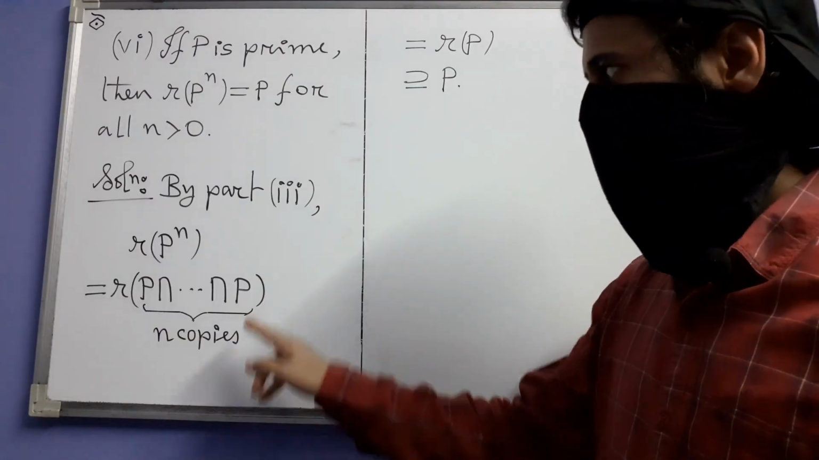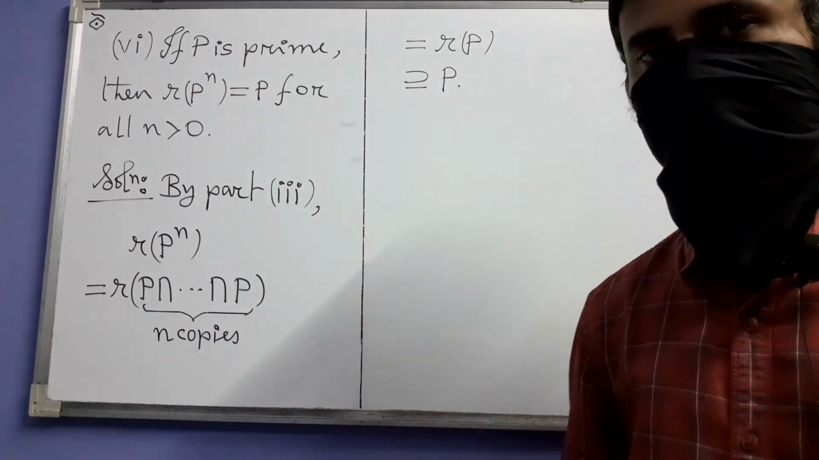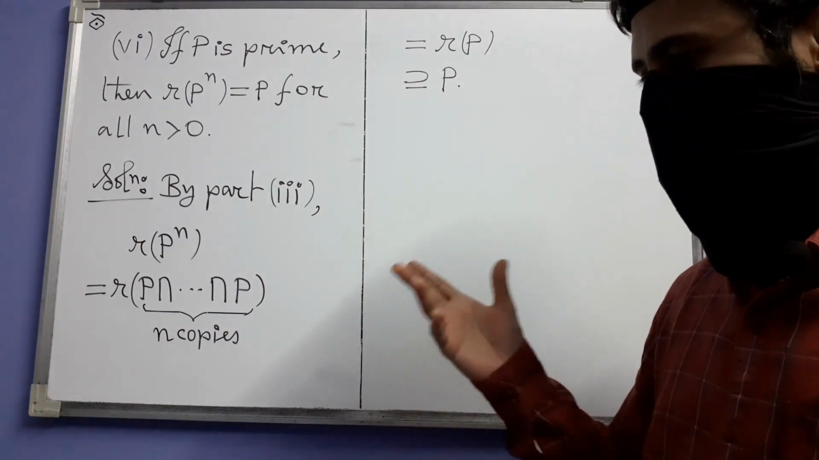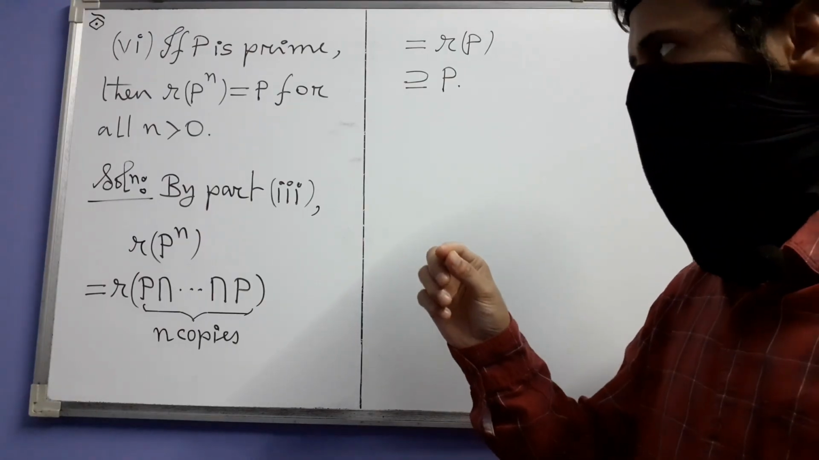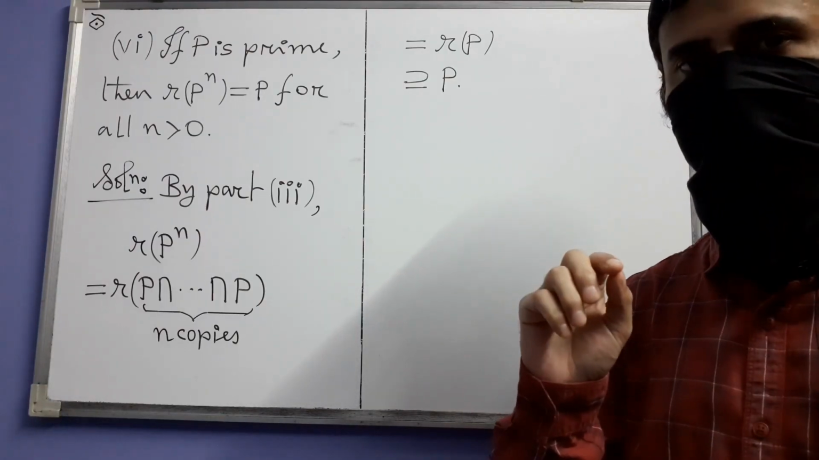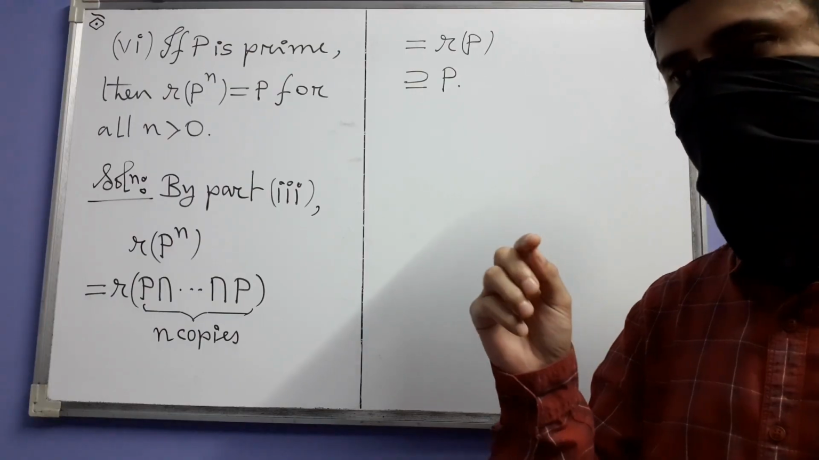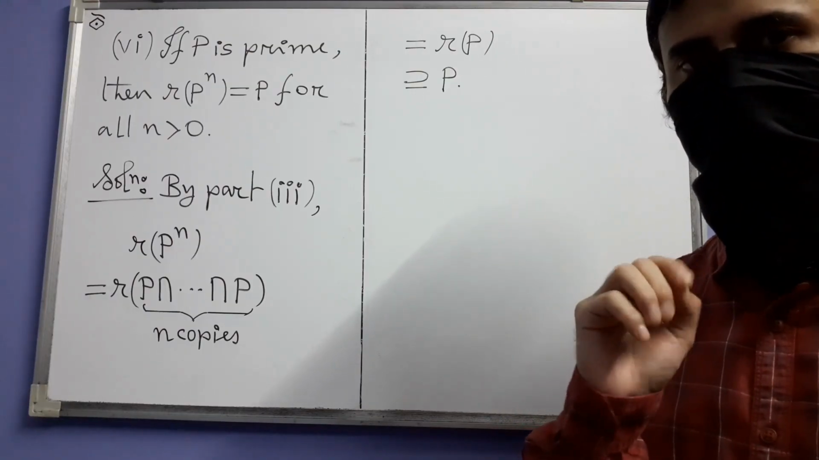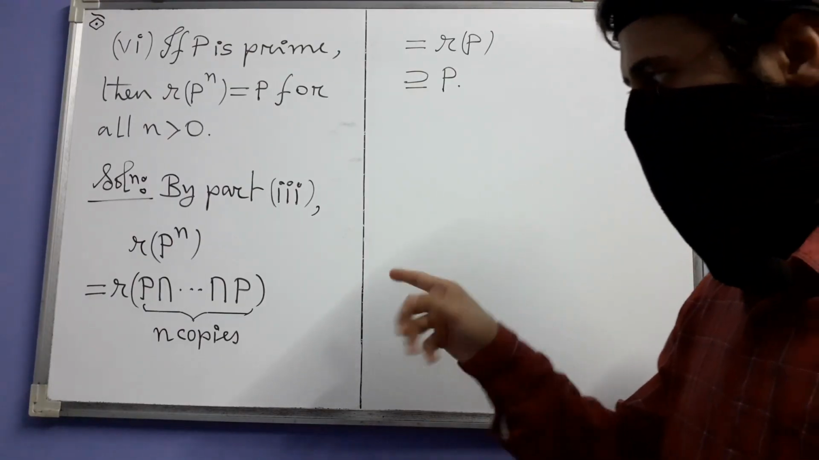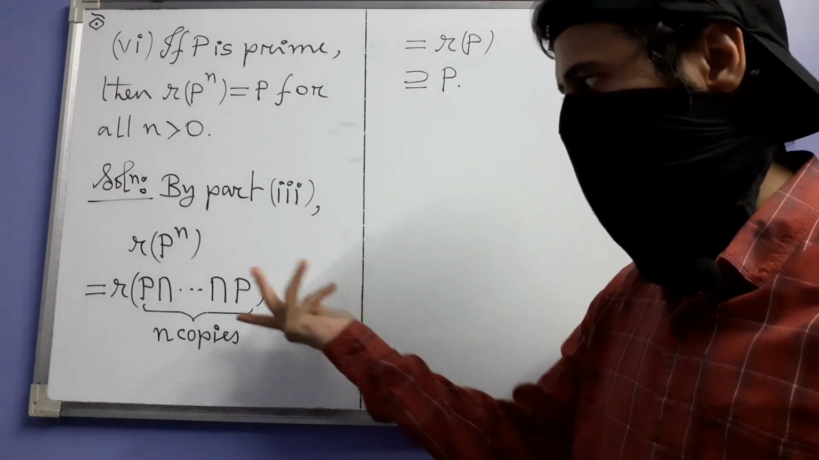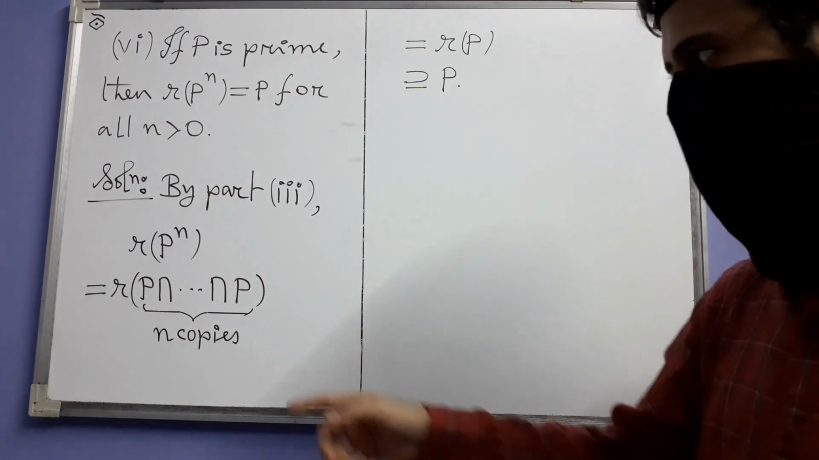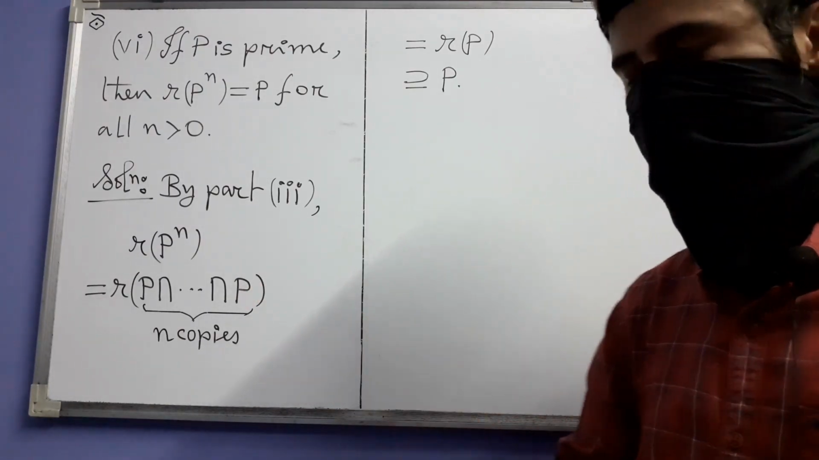So the solution starts by applying part 3. Let's recall what part 3 says. Part 3 says that the radical of the intersection of two ideals I and J equals the radical of their product IJ. So this is the extended version of that, where instead of two ideals we have any finite number of ideals, and in this case all the ideals are equal to P.